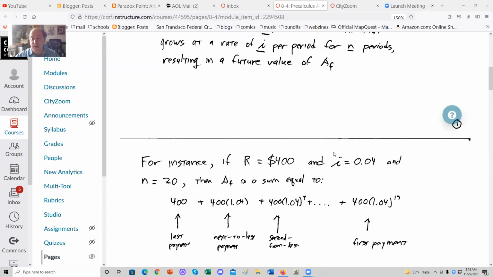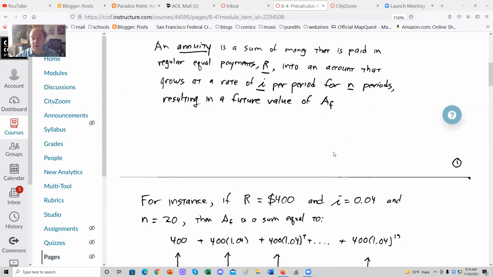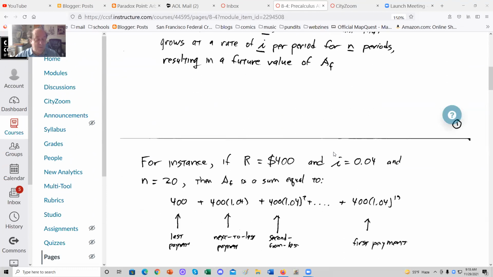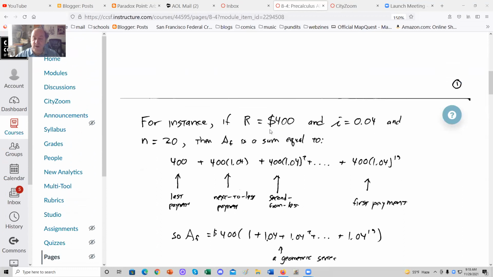So, for example, the question is, how much does it grow to? And now we have to make up a formula. So here are $400 payments, 20 payments at an interest rate of 4% per period. Excuse me, 20 periods, 4% per period, $400. There. So what is the future value?